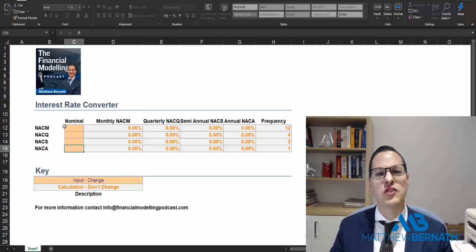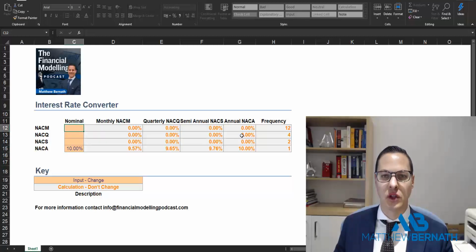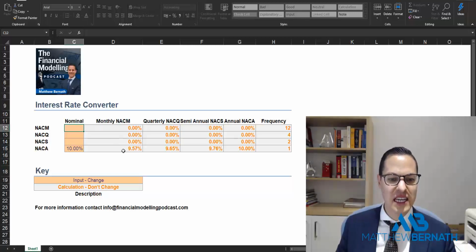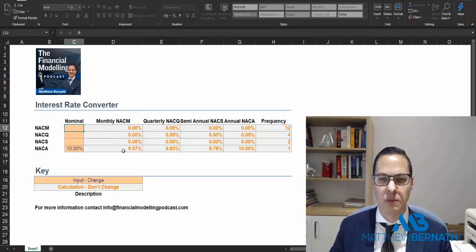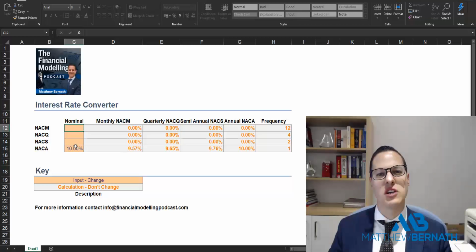So let's say we have an interest rate of 10%. If we go and put in 10% on the file over here, we can see that it equates to a 10% annual rate. So 10% equals 10%, that makes sense. However, you can see that the monthly rate is actually slightly lower at 9.57%. Why is that? Well, the annual rate assumes that your interest is compounded annually.